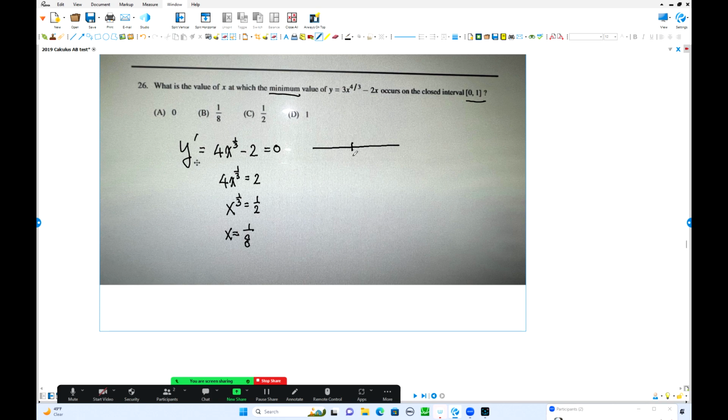Sometimes you can use checking. At this x equals 1 over 8, does it have a relative maximum or minimum? We have to check it out. Put this number 1 there. At x equals 1, y prime equals how much? 4 times 1 third is still 1. 4 minus 2 is what? 2. That is positive.